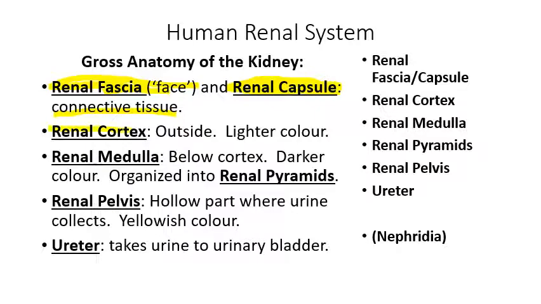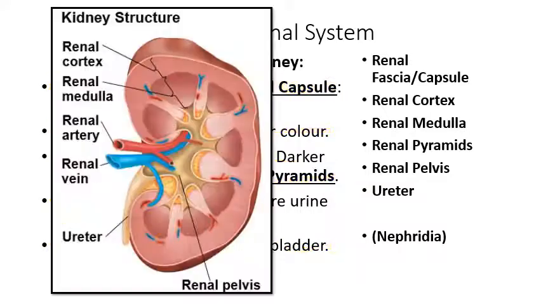Underneath that, we have the renal cortex, which is lighter in color than the renal medulla. Then we have the renal medulla under that, which is divided up into a bunch of renal pyramids. And then at the very center, we have this yellowish stained hollow compartment called the renal pelvis, where the urine is stored temporarily until it can flow down a tube called a ureter to the urinary bladder, and then from the urinary bladder to the urethra and out of the body.